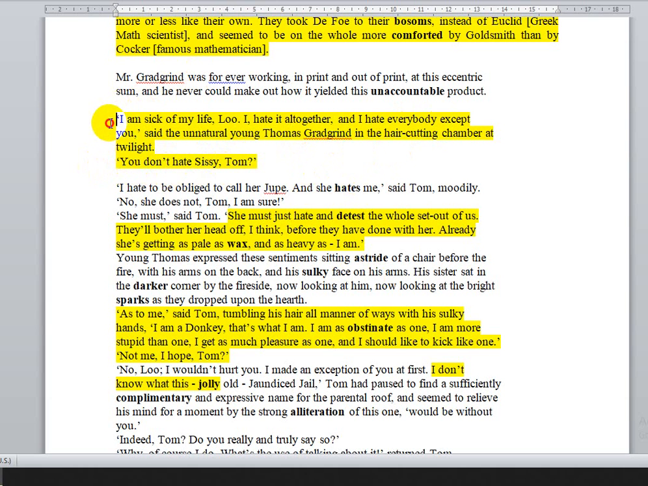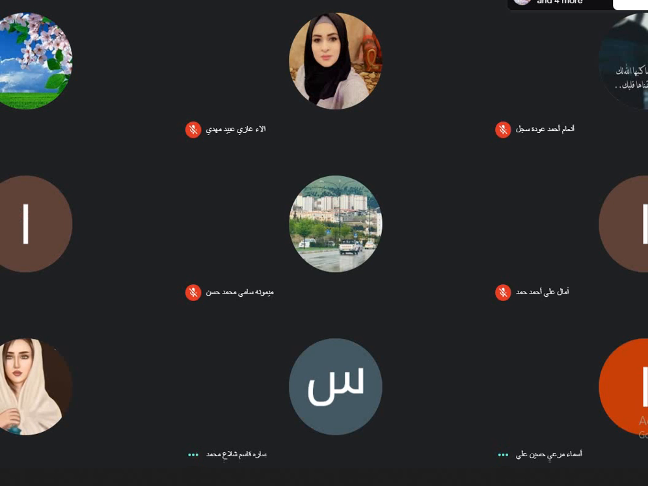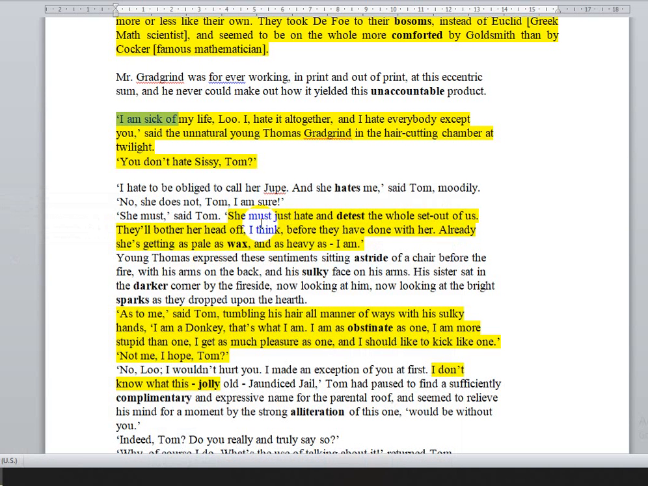Why do you think Tom says this? I am sick of my life, Lou. I hate it altogether. I hate everybody except you. ليش تعتقدون Tom say this issue? Sarah Qasim, what do you think?